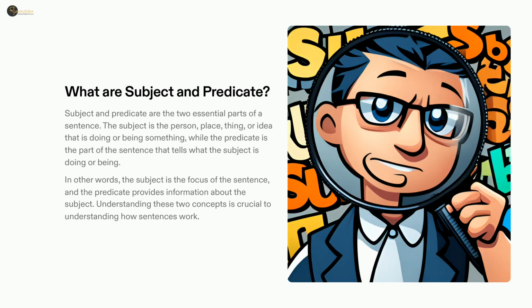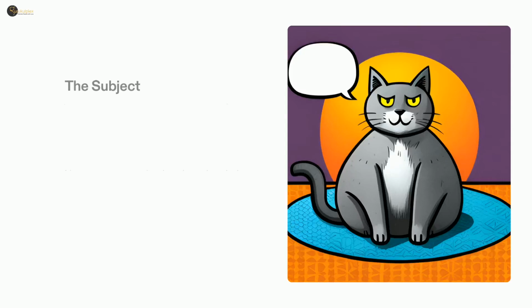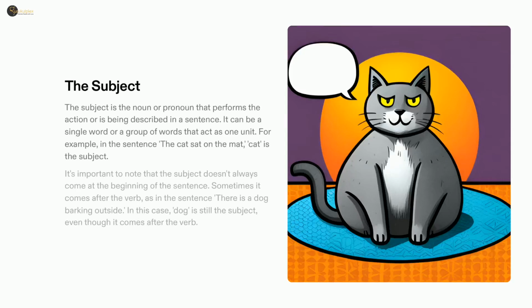Investigating further into these two components can help us gain a greater understanding of how sentences are constructed. The subject of a sentence is the noun or pronoun that either performs the action or is being described. It can be a single word or a group of words that work together as one unit. For instance, the subject in "the cat sat on the mat" is cat, and in "there is a dog barking outside" is dog. It is important to note that the subject does not always come at the beginning of the sentence. It can also come after the verb.